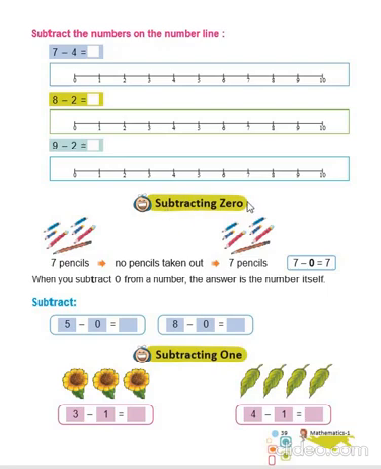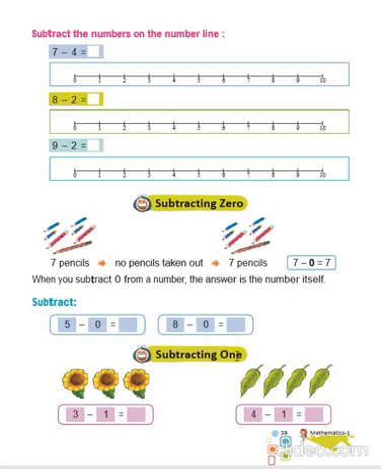Now subtracting 0. Suppose we have 7 pencils. If no pencils are taken out, how many pencils will be left? We will be left with the same number of pencils, that is equal to 7. So if we subtract 0 from any number, we will get the same number. 7 minus 0 is equal to 7. 5 minus 0 is equal to 5. 8 minus 0 is equal to 8.